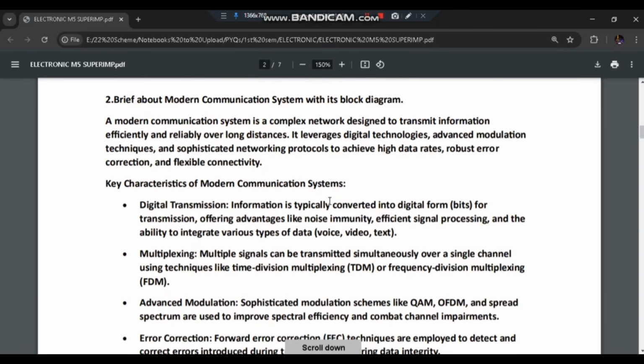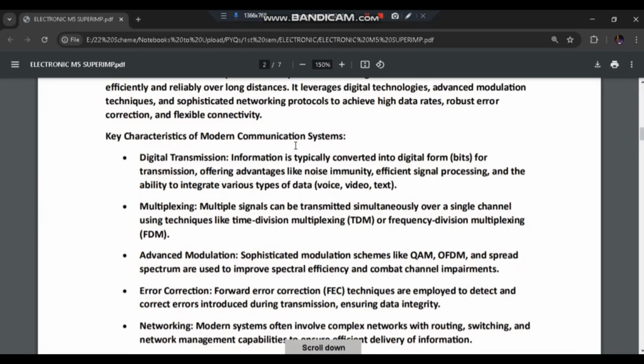The next one is: brief about the modern communication system with a neat diagram. What is the modern communication system? We have to brief it. So it is a complex network designed to transmit information over long distances. It uses digital technologies, advanced modulation, and networking protocols to achieve higher data rates, robust error correction, and flexible connectivity. So, key characteristics of the modern communication system.